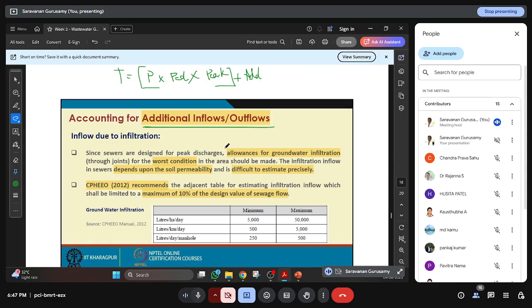Additional inflows. So where are the additional flows coming from? Due to infiltration. There will be some groundwater infiltration into the sewer, depending on the soil permeability. It is difficult to estimate the infiltration, so we have to take a random value. We don't know how much leak will be there.